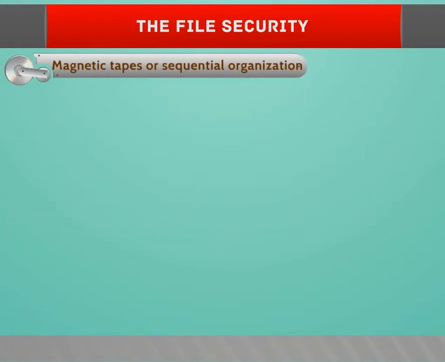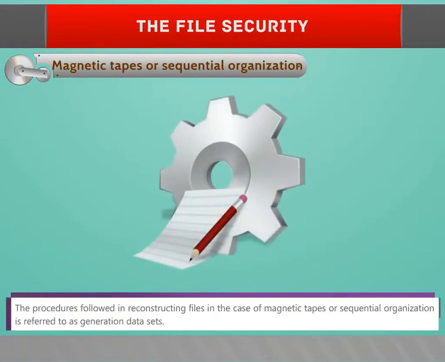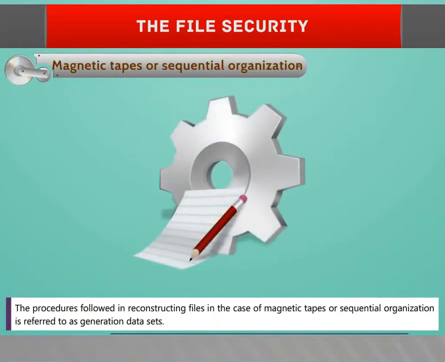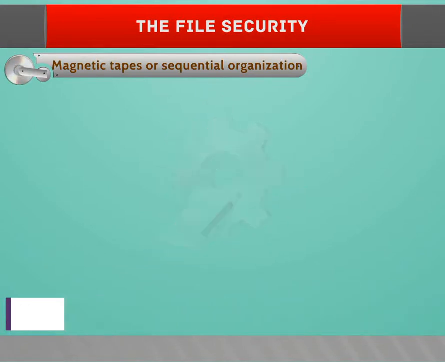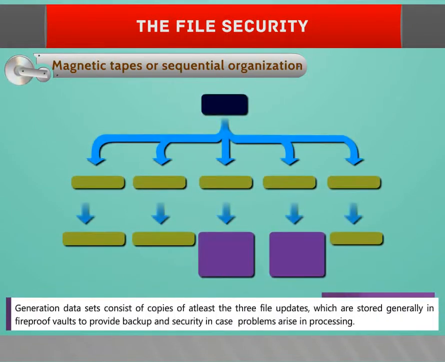Magnetic tapes or sequential organization. The procedure followed in reconstructing files in the case of magnetic tapes or sequential organization is referred to as generation data sets. Generation data sets consist of copies of at least the three latest file updates, which are stored generally in fireproof vaults to provide backup and security in case problems arise in processing.